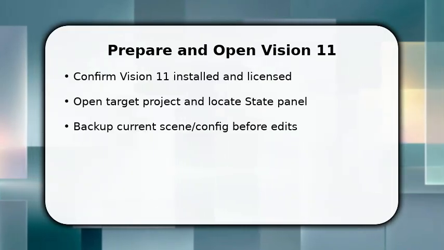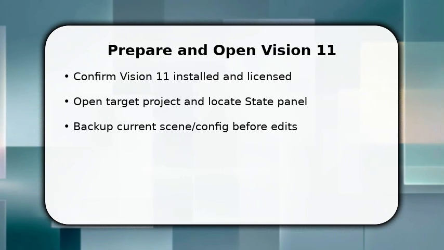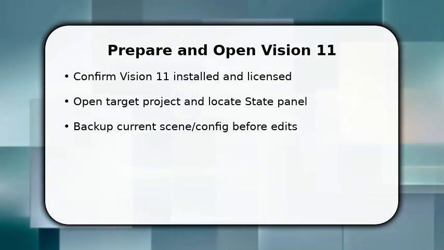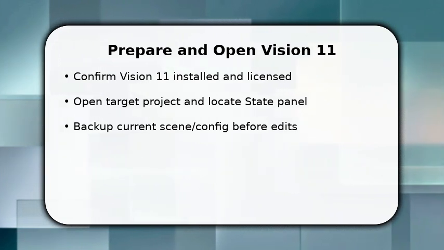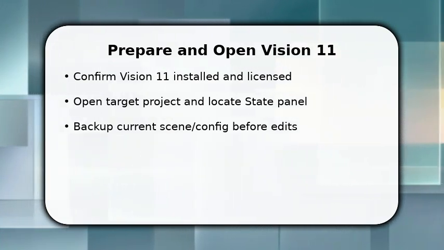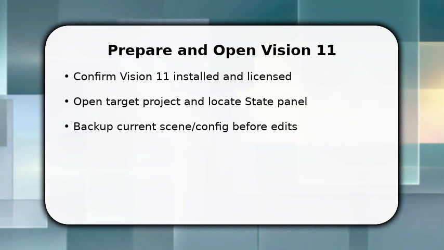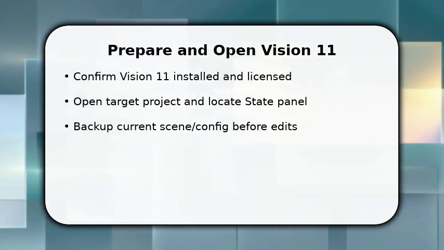You start by opening Vision 11 and loading the project you will change. Make sure you have a recent backup. Once done, navigate to the state panel in the main workspace so you can see active states. You will need edit privileges. If not, switch to an account with permissions.